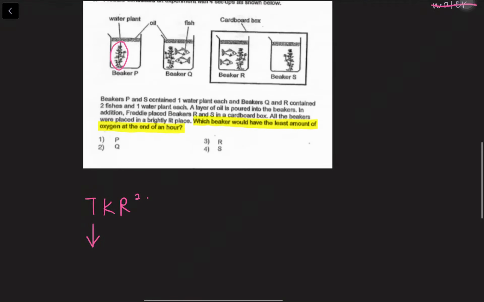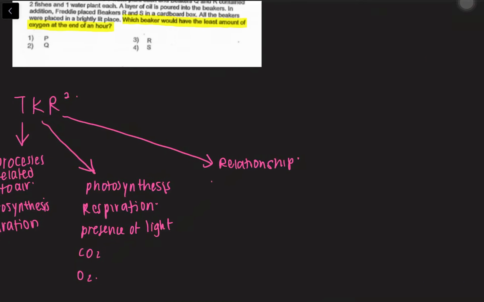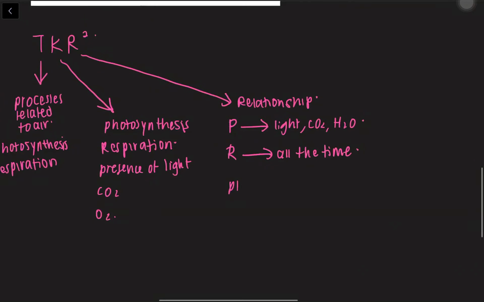So then we move on to our first R, which is our relationships. So we know that photosynthesis, so let's just use the word P, happens when there is light, CO2, and water. We know that respiration happens all the time. We know that plants carry out P. We know that animals do not carry out P.